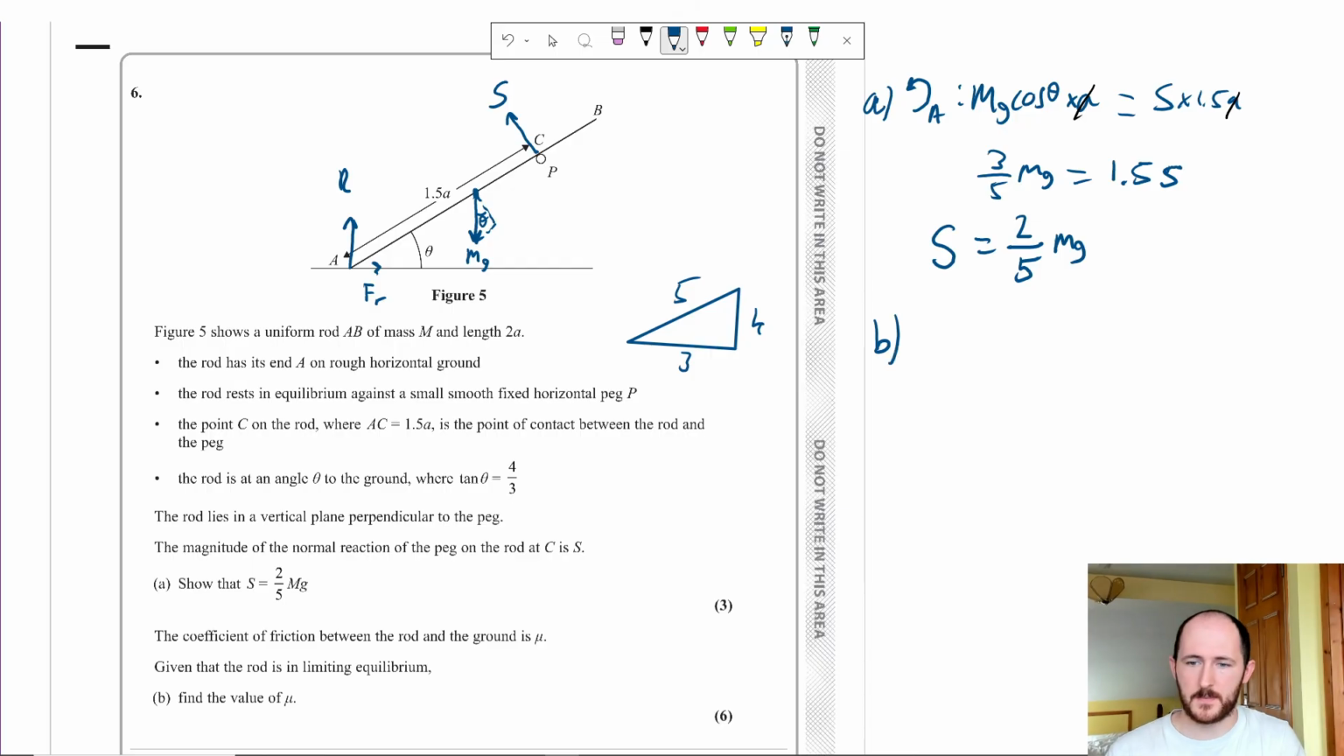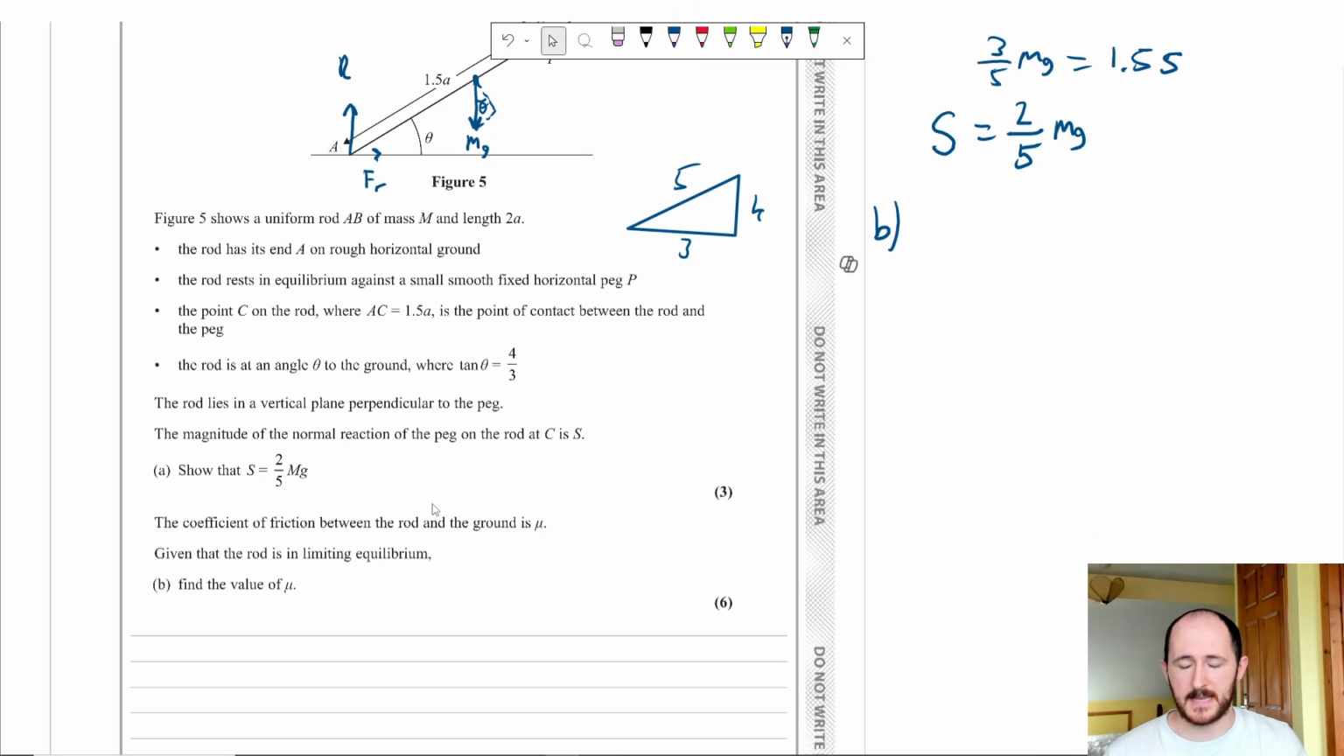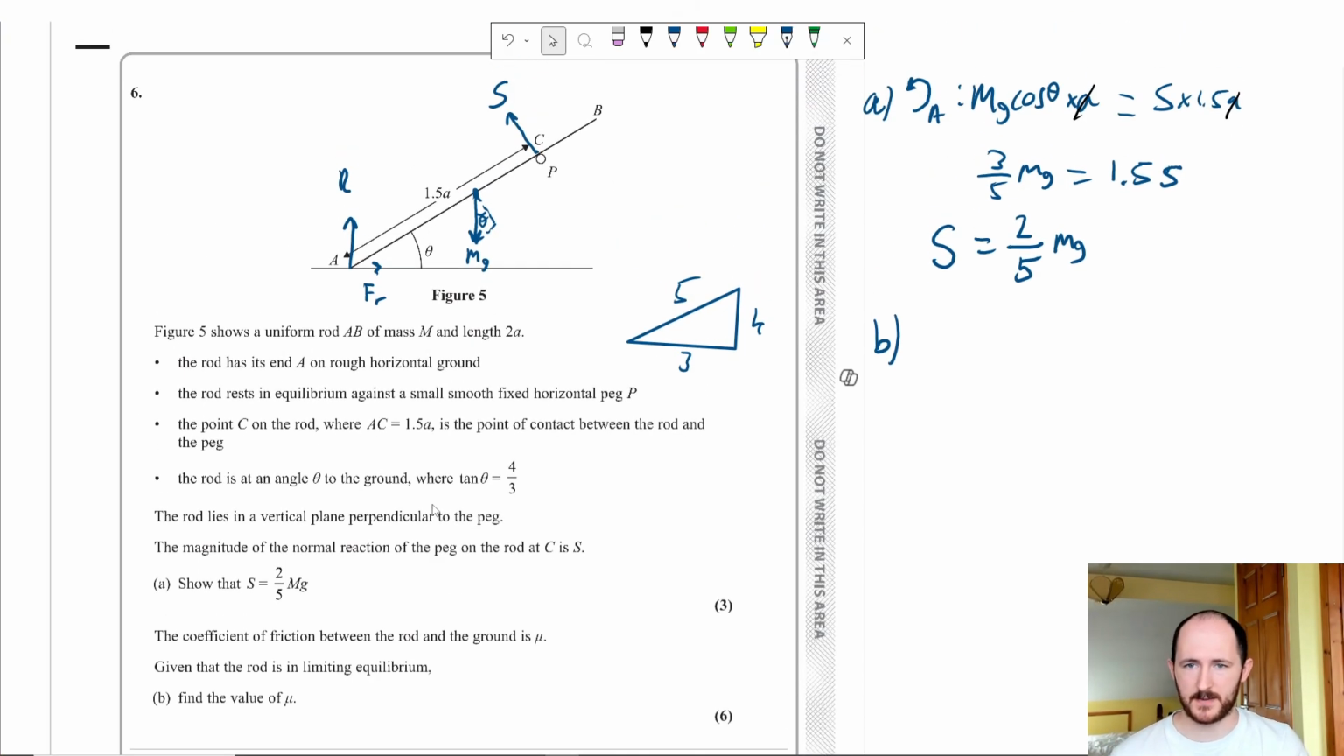And then, of course, for part B, it says, given that the rod is in limiting equilibrium, find the value of mu. So again, we're going to try and find as many different equations as humanly possible. Now, to get an equation that has friction in it, we could take moments about P, for example, and that would give us an equation that has friction in it. We could also resolve vertically and perpendicular. In fact, I think that might be better.